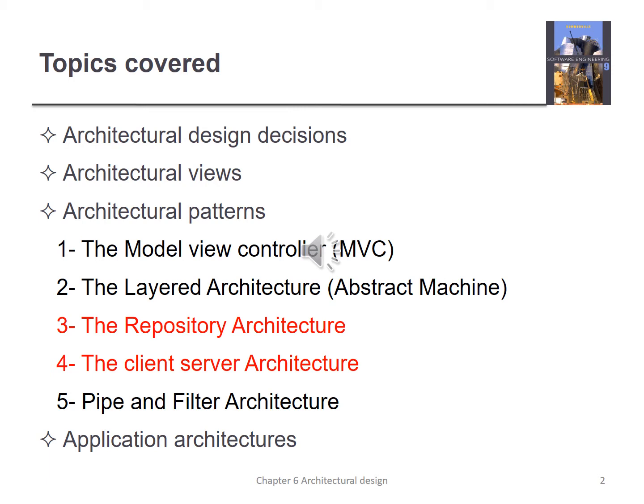In this lecture we are going to cover the repository architecture and the client server architecture. In the next lecture we finish chapter 6 with the fifth pattern, which is the pipe and filter, and the final thing is the application architecture.